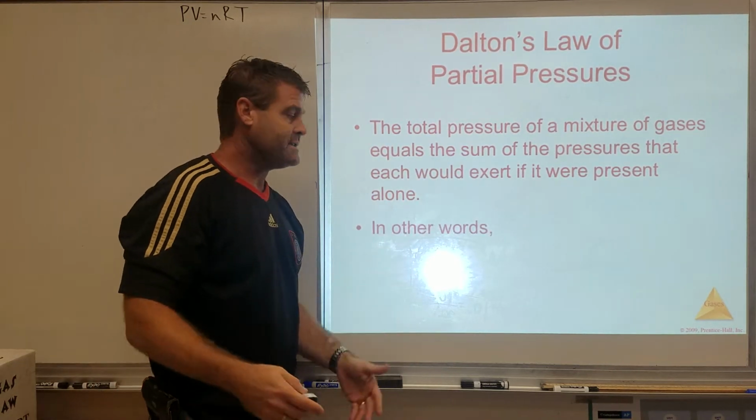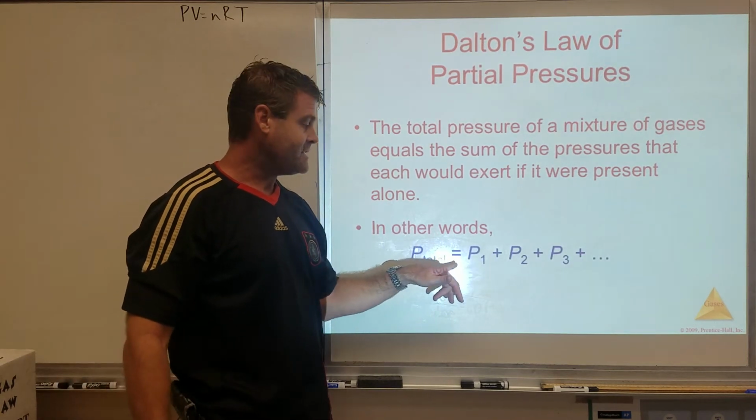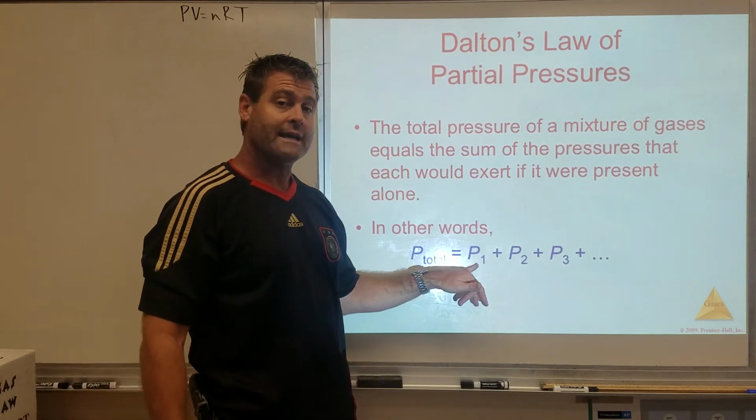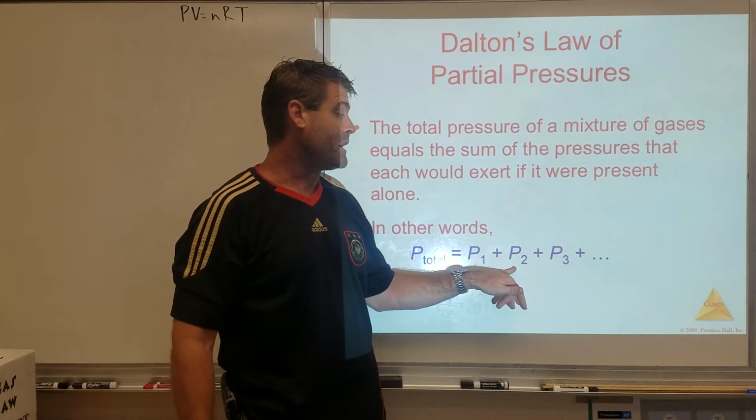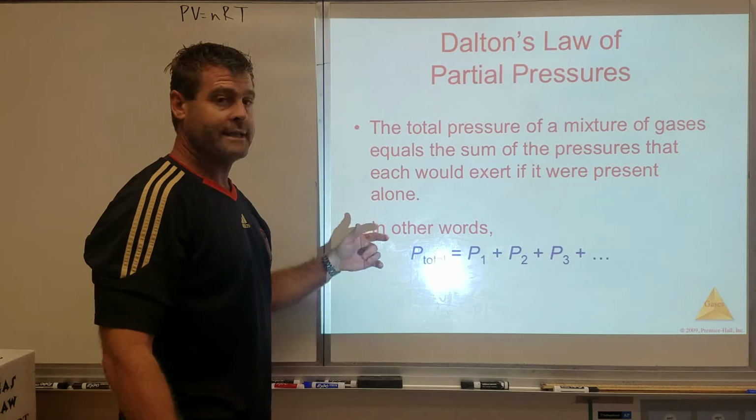So you guys, it's a pretty simple formula. Check it out. If I want to get the total pressure of a mixture of gases, I take the pressure that one gas would exert by itself, plus the pressure that another gas would exert by itself, and so forth. Okay, so write that down.